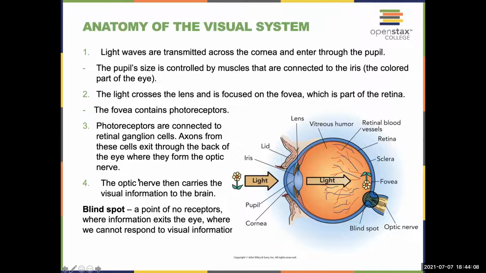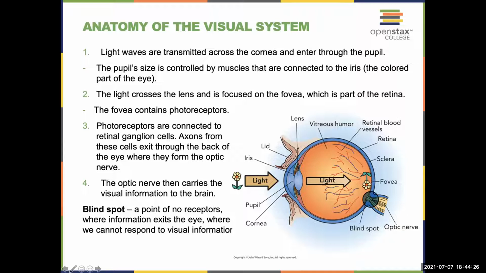And then there's the blind spot, and that is the point where there are no receptors that exist in that part of the eye. And that's simply because that is where the optic nerve is actually exiting the eyeball. So there are no receptors there.